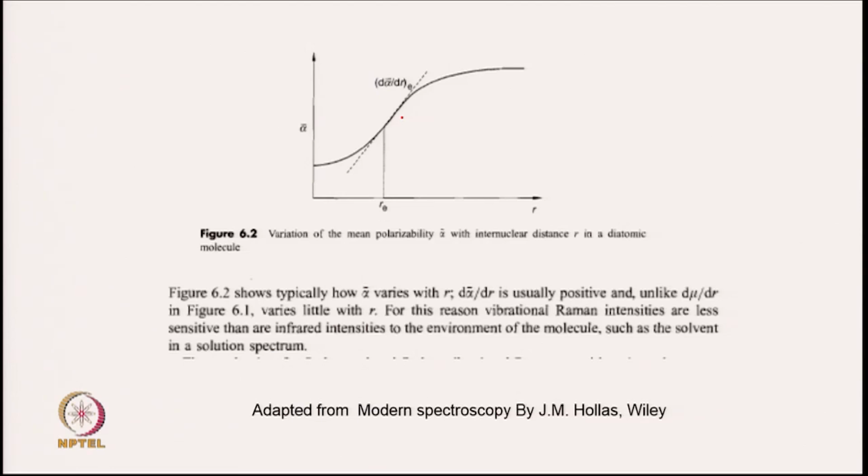What does that mean? It means that vibrational Raman intensities are less sensitive than infrared intensities to the environment of the molecule, such as solvent. So, please keep that in mind. A peak is more intense based on delta V equal to plus minus 1. You also need to look at how polarizability changes with the distance, and that also determines the intensity of the peak.